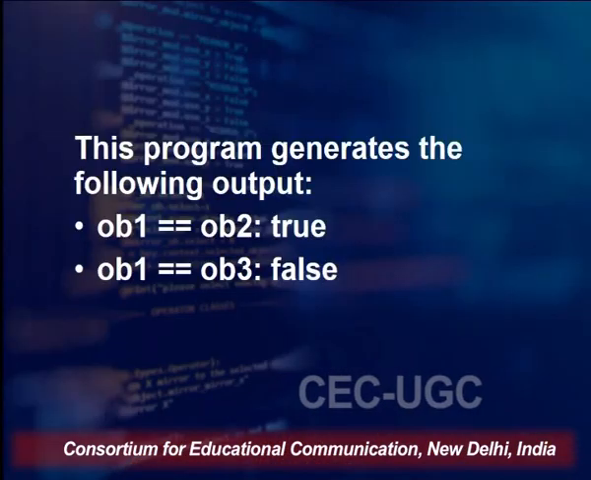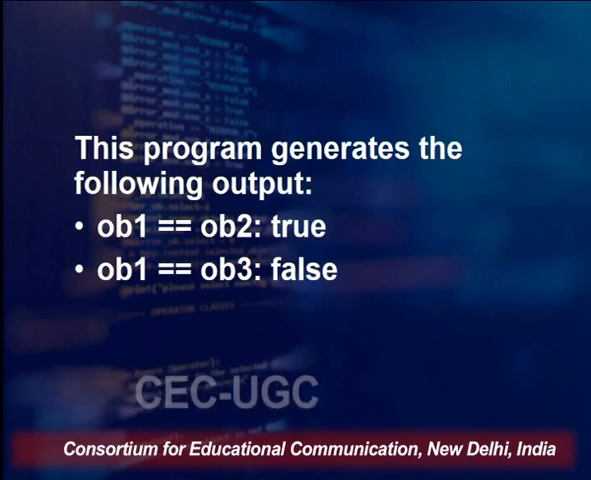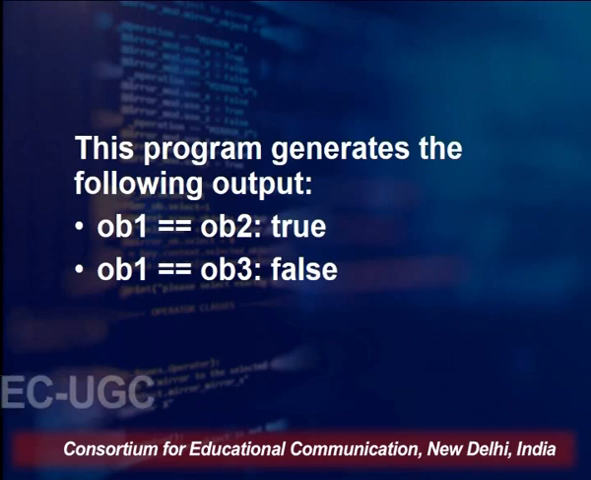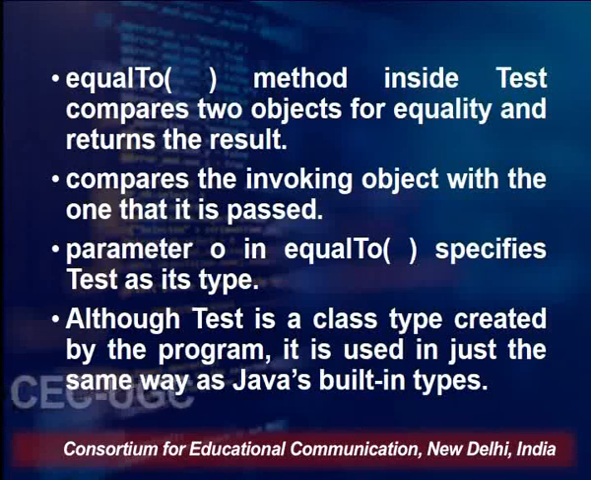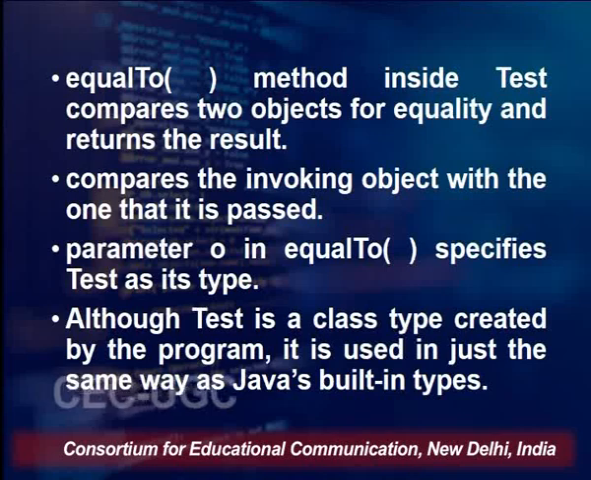So this program is going to generate this output: the string "OB1 equals OB2" in System.out.println, true, and for the next statement, OB1 equals OB3, this is going to give us false. So from this particular program, what we have seen is that we have taken one equals method, inside which we have passed one reference of the class Test, and this method is comparing two objects for equality and returning the result.